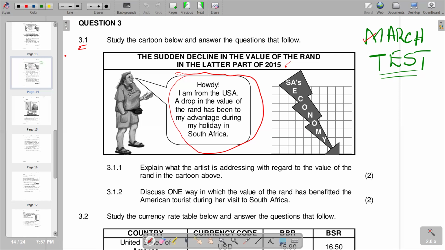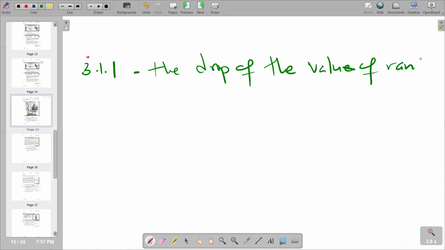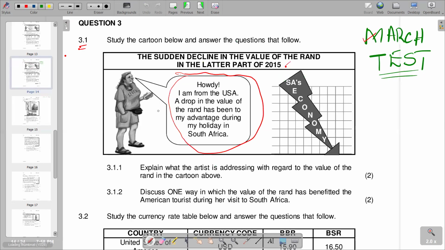You can start by putting a point that the cartoon is addressing the drop in the value of the rand. So the value of the rand has dropped, and that's why we have that expression in the cartoon. Also, the cartoon says the rand has been to my advantage, so it's working to the advantage of the tourist.